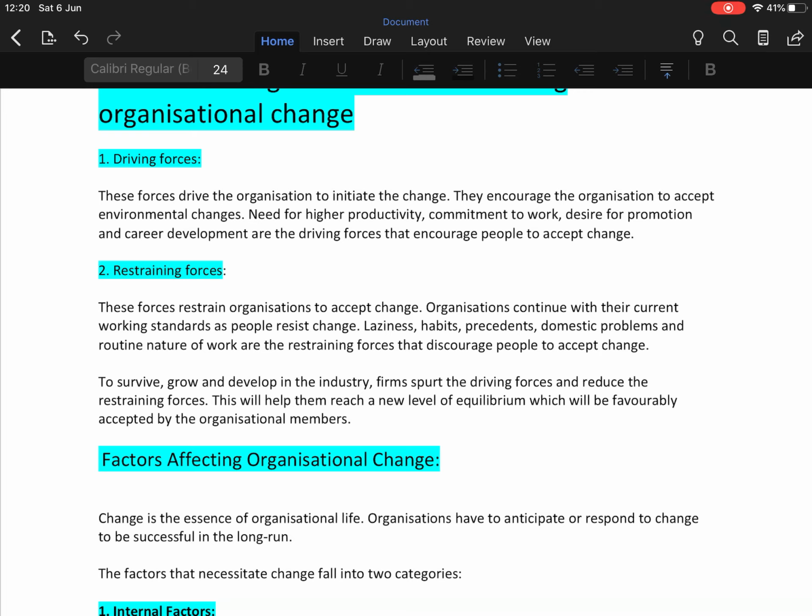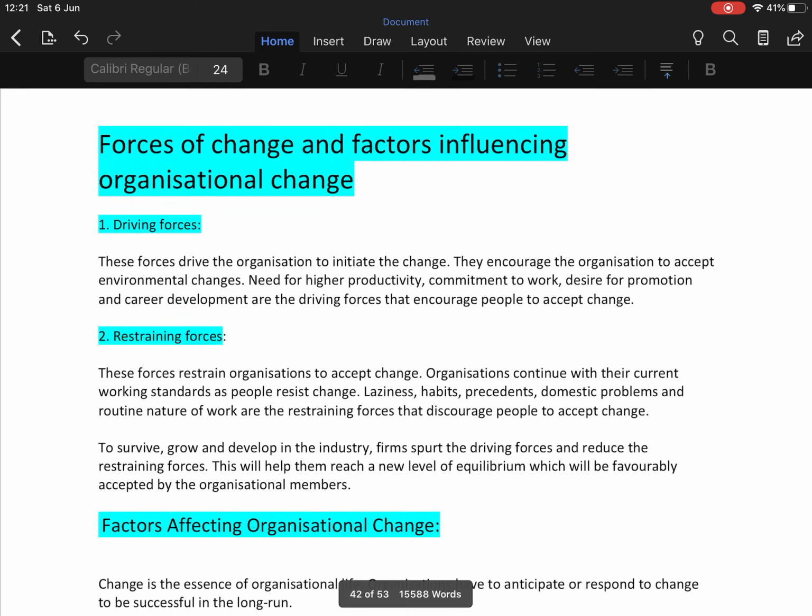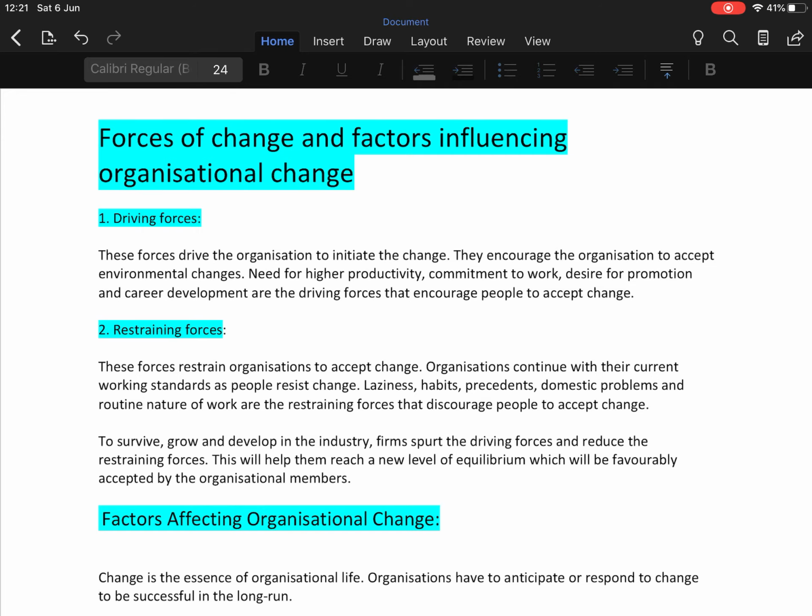Then second is restraining forces. These forces restrain the organization from accepting change. Organizations continue with their current working standard as people resist change. Laziness, habits, precedents, domestic problems, and routine nature of work are the restraining forces that discourage people to accept change. To survive, grow and develop in the industry, firms spur the driving forces and reduce the restraining forces. This will help them reach a new level of equilibrium which will be favorably accepted by the organizational members. So these are two forces of change: driving forces and restraining forces.